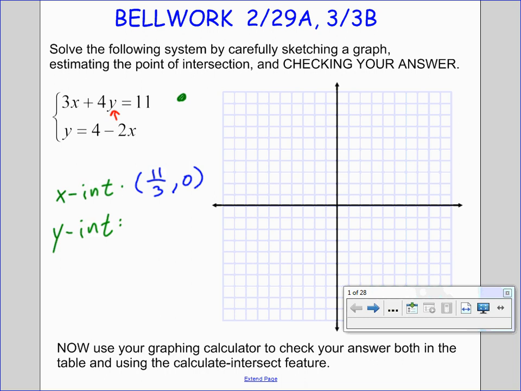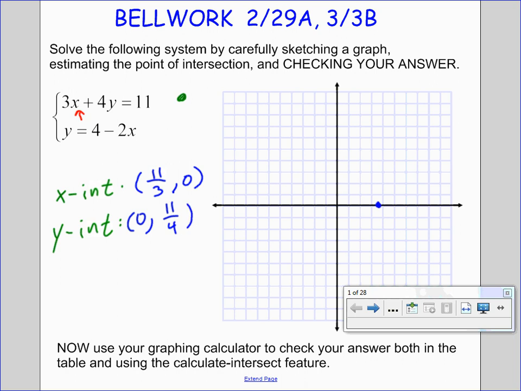So 11/3 is 1, 2, 3, and 2/3. So 3 and 2/3 is right about here. We'll try that out. Awesome. The y-intercept I can find alternatively by plugging in 0 for x and solving for y. So if I were to do that, the x term drops off, and I get y equals 11/4, right? 11/4. So that would be the point 0, comma 11/4, and we'll plot that bad boy.